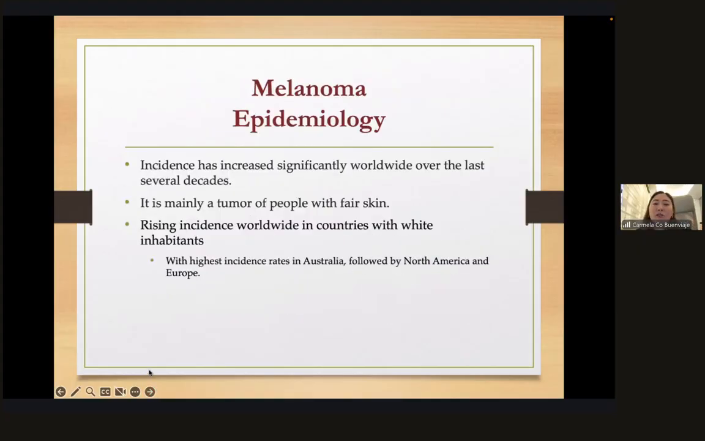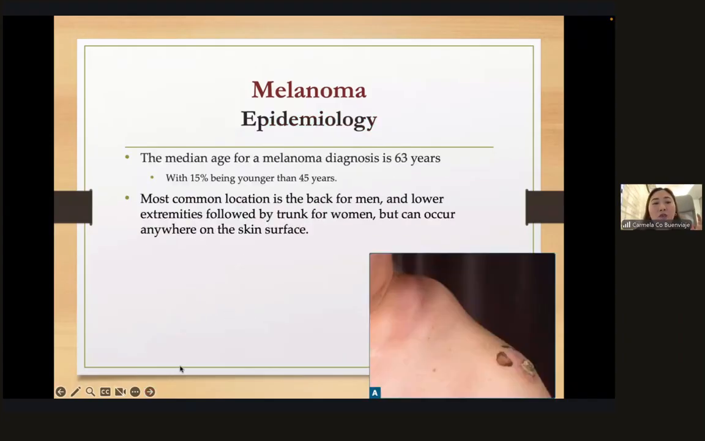Okay, so for melanoma epidemiology, incidence has increased significantly worldwide over the last several decades. It's mainly a tumor of people, again, with fair skin. Rising incidence worldwide in countries with white inhabitants has been noted, with highest incidence rates in Australia, followed by North America and Europe. The median age of melanoma diagnosis is 63 years old, with 15% being younger than 45 years. The most common location is the back for men and lower extremities, followed by the trunk for women, but it can occur anywhere on the skin surface.